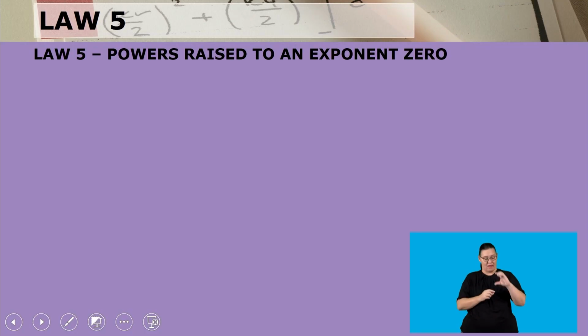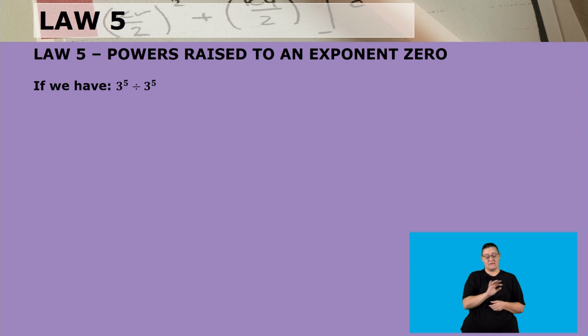Now we are going to look at that first concept in our concept map, which is that fifth exponent law, and that is raising a power to an exponent 0. So let's see how we can work with that. So powers raised to an exponent 0. If we have 3 exponent 5 divided by 3 exponent 5.